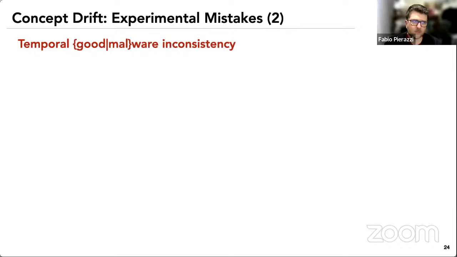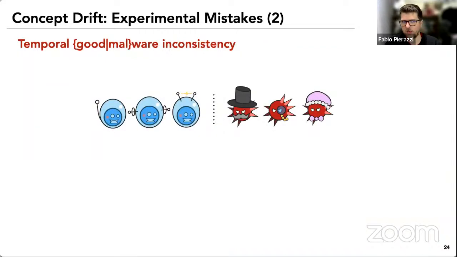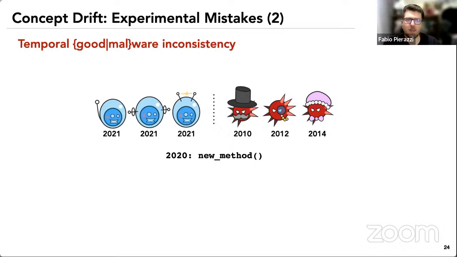The second point that we identified, still related to time, was about the dataset composition. Here on the left-hand side, we have very futuristic goodware from 2021. Actually, I should update it to 2022. And on the right, we have very old, obsolete malware, right? And let's say that in 2020, a new API comes out and becomes a new standard for a very common thing, maybe related to the creation of sockets.